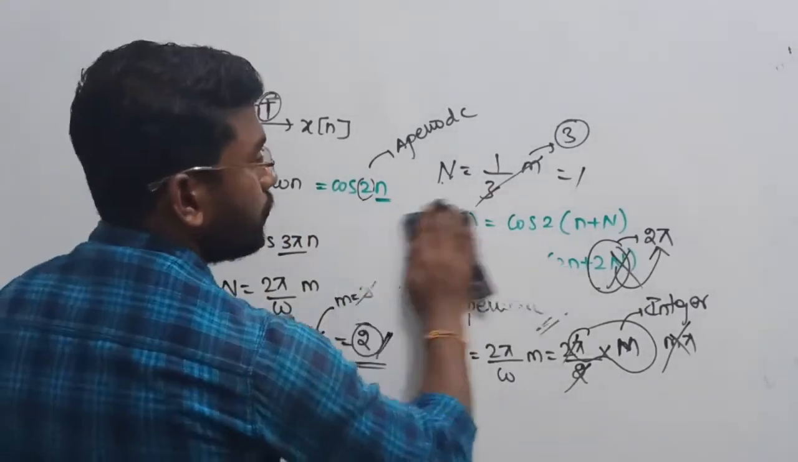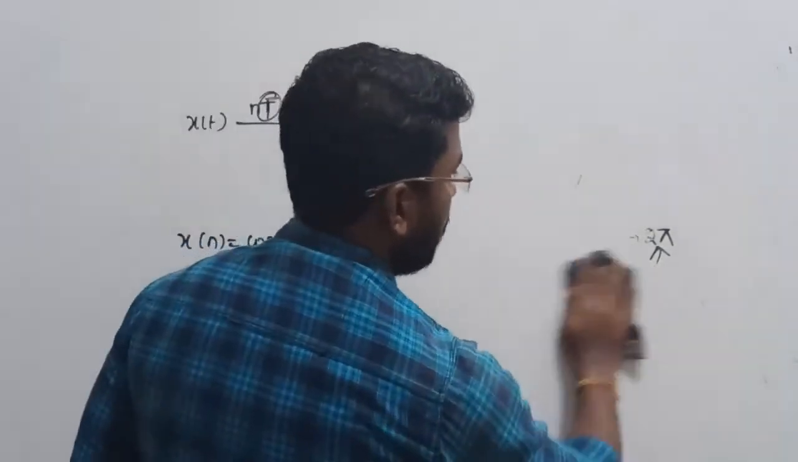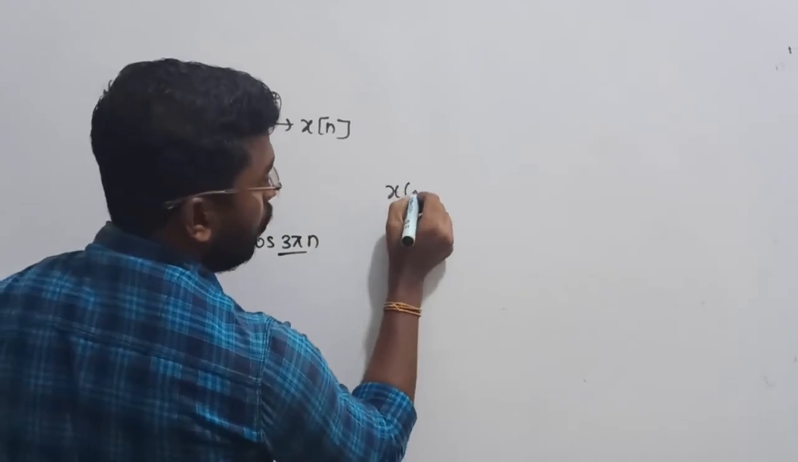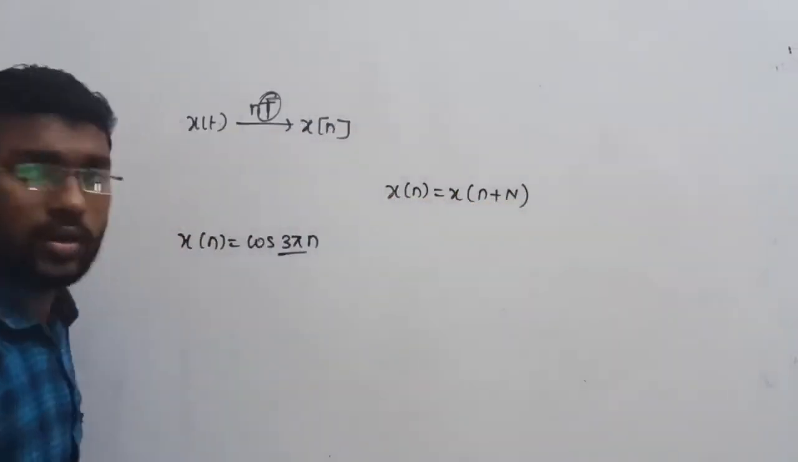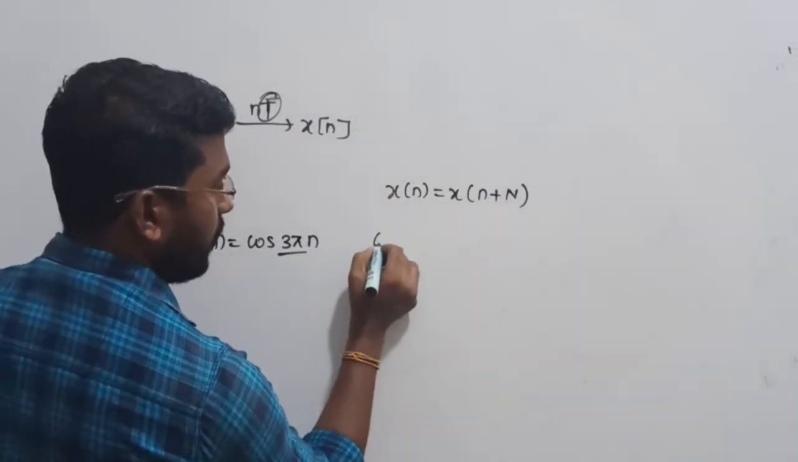Shall we check? Yes. Now the given signal is cos of 3 pi by n. Check பண்ணி பார்த்தோமா? Condition is what? In order to satisfy the condition, we have to go with x of n should be equal to x of n plus capital N. Yes or no? Yes. So the value of x of n is what? I know, right? X of n plus N find பண்ணுங்க.